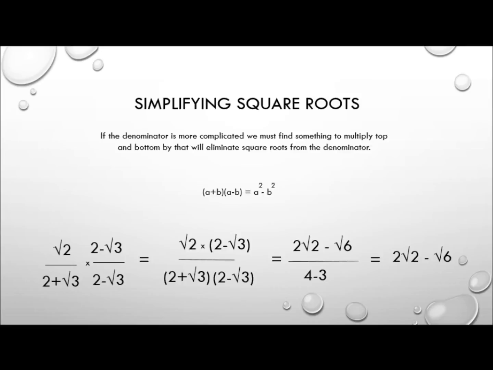So for example, if we had something like root 2 over 2 plus root 3, we can take advantage of the difference of two squares, and if we multiply by 2 minus root 3 over 2 minus root 3, well, 2 plus root 3 multiplied by 2 minus root 3 is just going to be 2 squared minus root 3 squared, which is 4 minus 3, which is 1, and that actually eliminates the entire denominator. You don't have to eliminate the denominator altogether, you just have to make sure there are no radicals on the denominator.